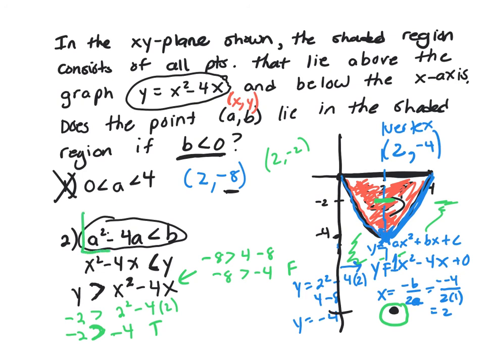So this is true: a squared minus 4a is less than b. So your answer is B.